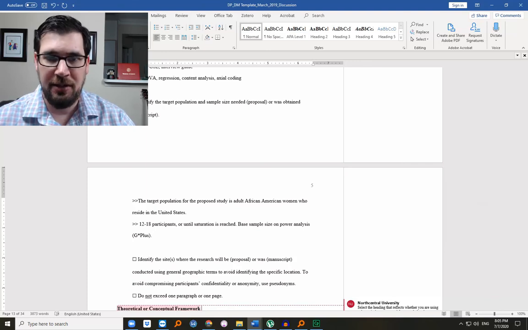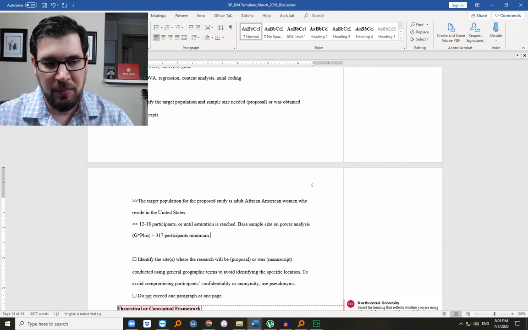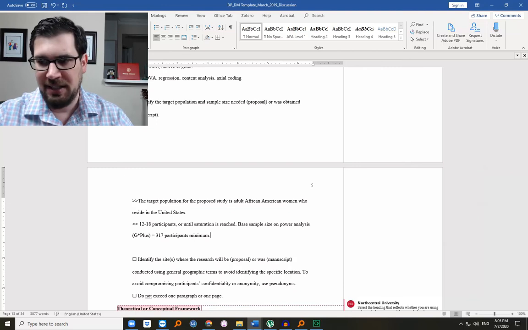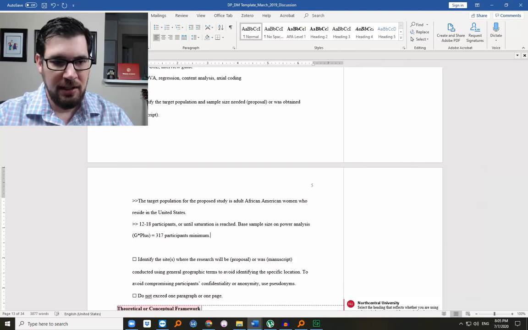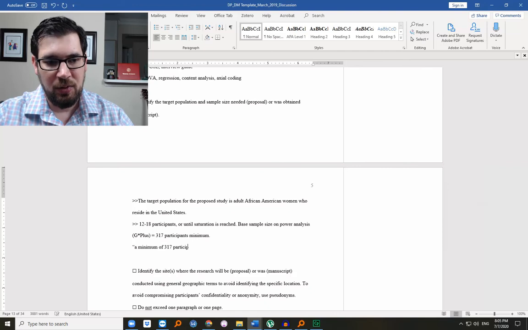You need to know what type of test, how much effect size you want to have, and then it will tell you, based on what you're trying to do, you need 317 participants minimum. For instance, that's a made-up estimate. And depending on what you're going to do, you don't have to get into it here, but you might say minimum of 317 participants.